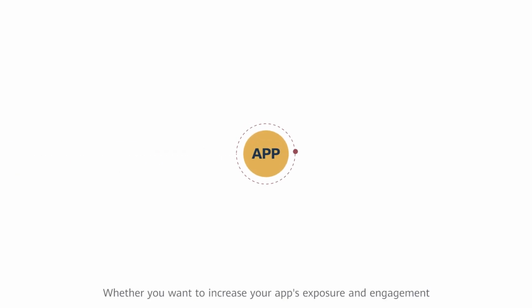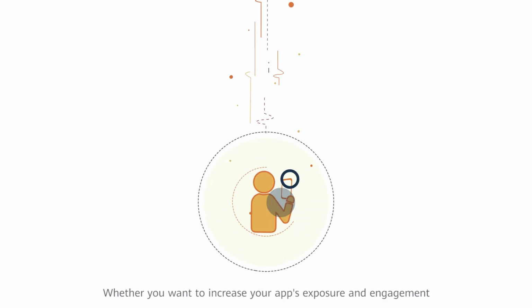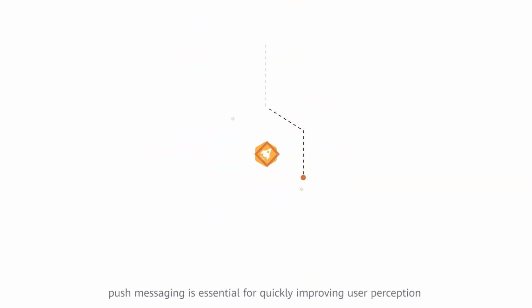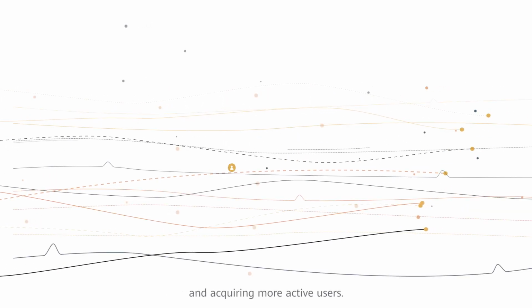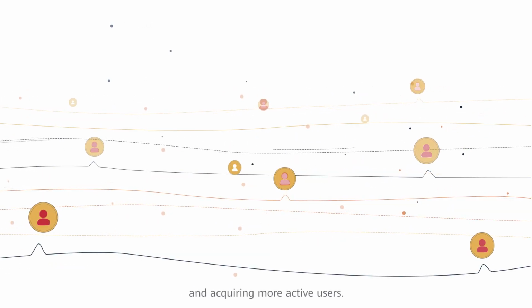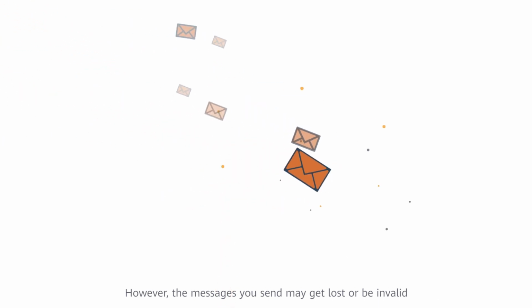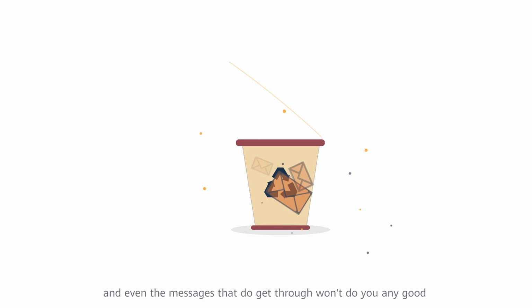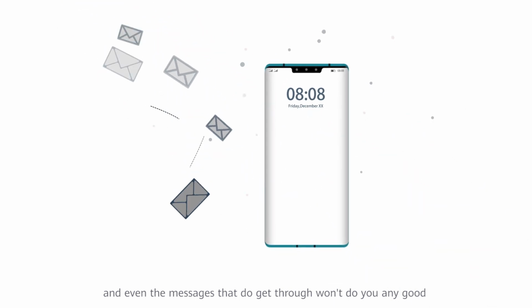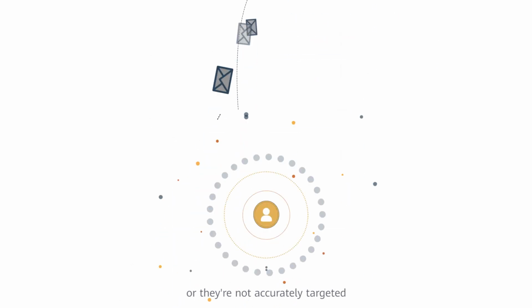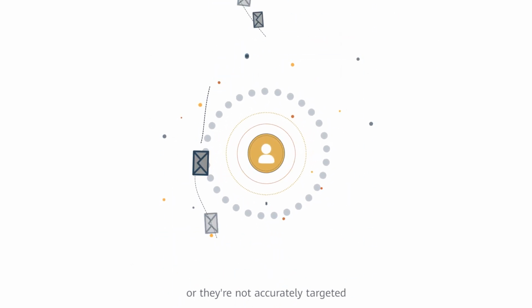Whether you want to increase your app's exposure and engagement, or attract new users, push messaging is essential for quickly improving user perception and acquiring more active users. However, the messages you send may get lost or be invalid, and even the messages that do get through won't do you any good if they're bland, unattractive, or not accurately targeted.